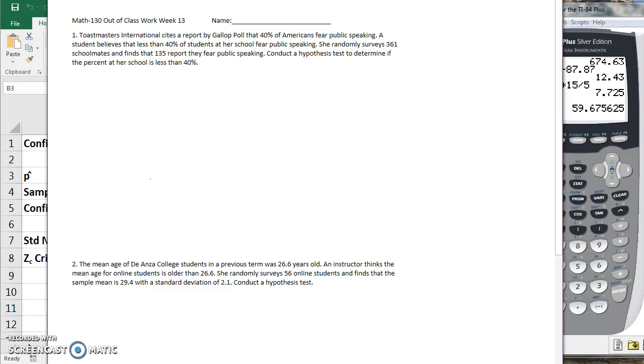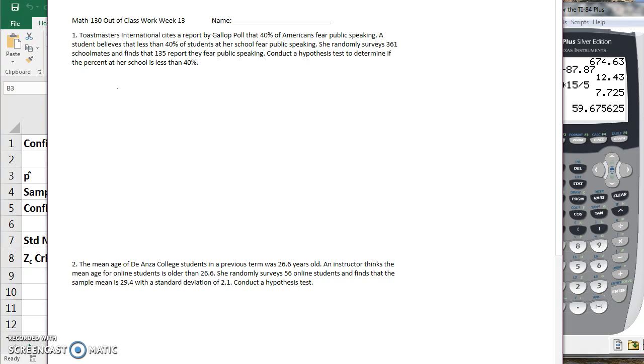Okay, so this says Toastmasters International cites a report by Gallup poll that 40% of Americans fear public speaking. A student believes that less than 40% of her school fears public speaking. She randomly surveys 361 schoolmates and finds that 135 report fear of public speaking. Conduct a hypothesis test to determine if the percent at her school is less than 40%.